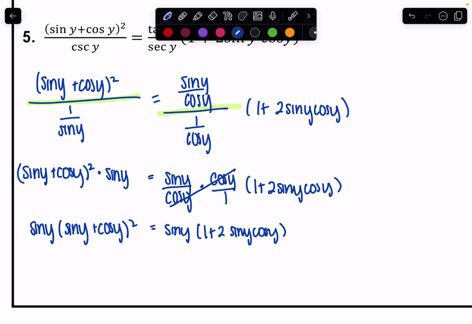This one can't be simplified any further. 1 plus 2 sine y cosine y. Those are two totally different terms. Cannot be simplified. But I could try to FOIL this, right? I can multiply sine y plus cosine y times sine y plus cosine y. Let's try to manipulate it to see if it's going to match up.